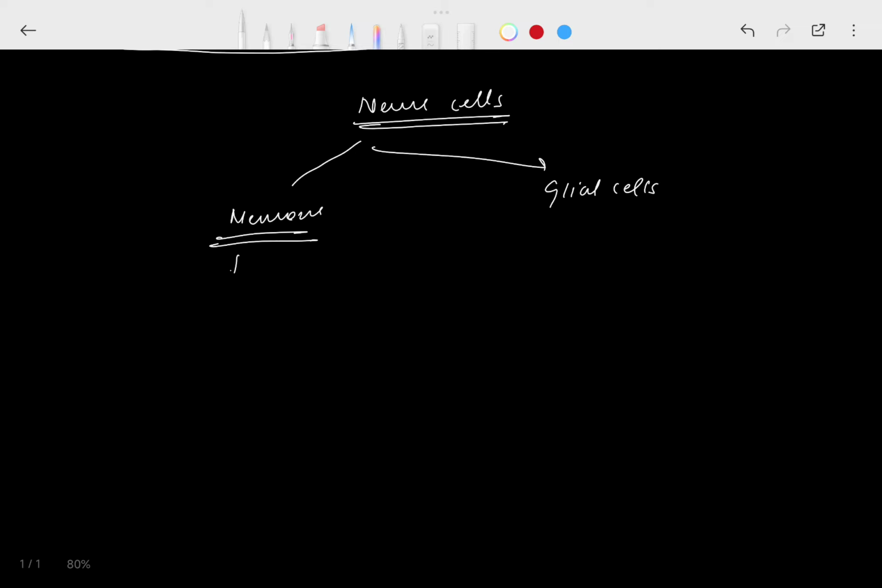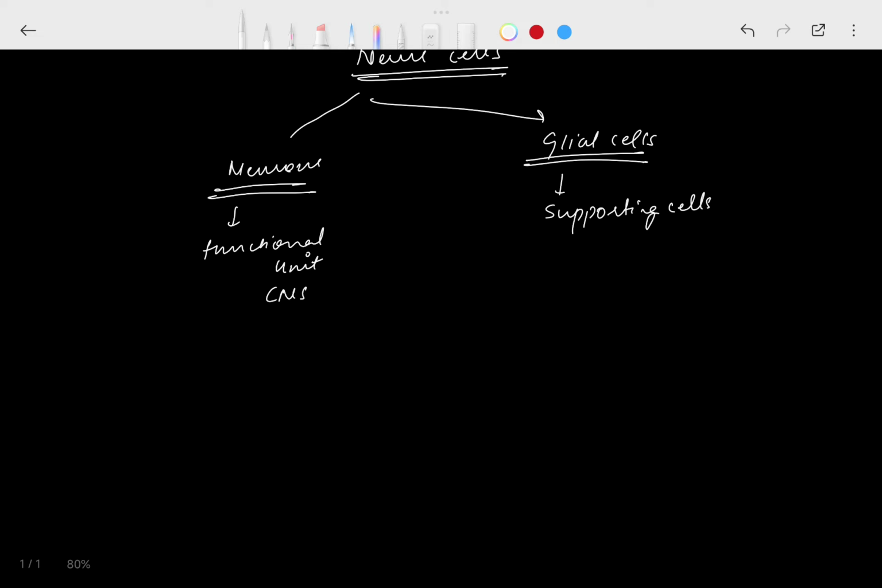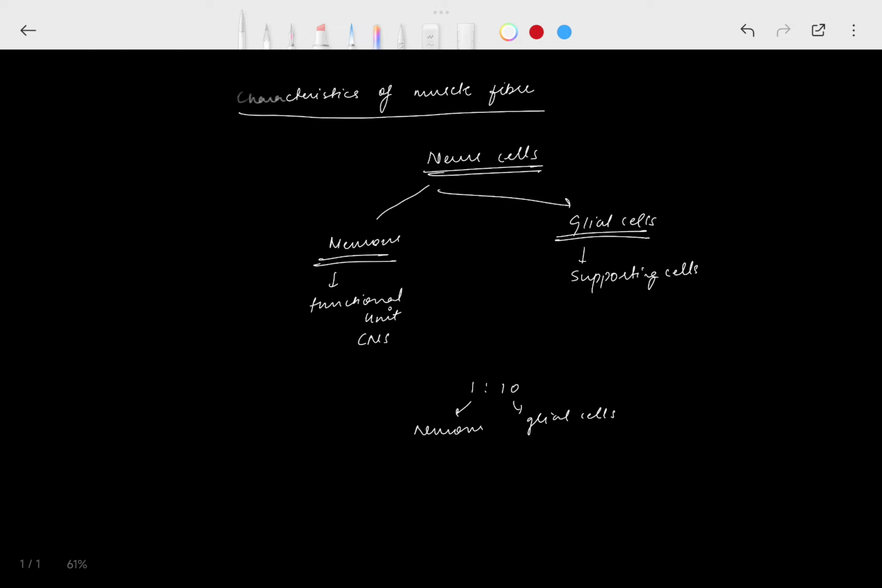Neurons are the functional units of the CNS. Glial cells are supporting cells. We have a 1:10 ratio, meaning for 1 neuron we have 10 glial cells. Now we'll study the glial cells.